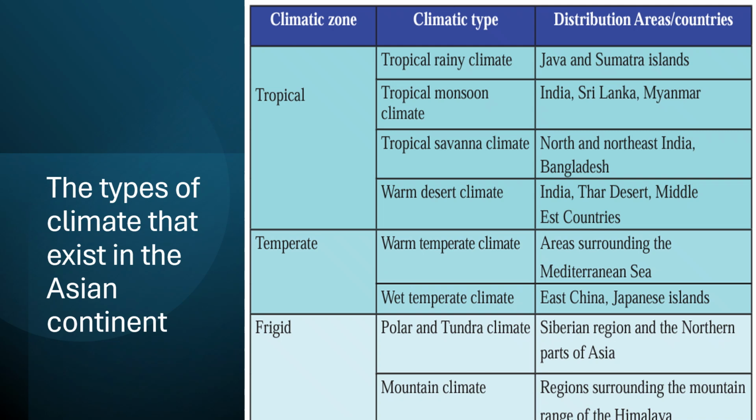Warm temperate climate: areas surrounding the Mediterranean Sea. And wet temperate climate, some examples are East China and the Japanese islands. For polar tundra climate, we have the Siberian region and the northern parts of Asia. And for mountain climate, we have regions surrounding the Himalaya mountain range.